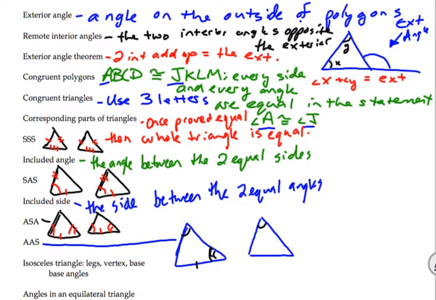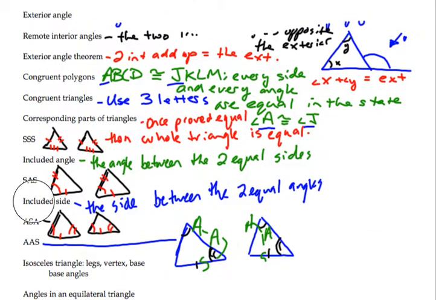So angle, angle, side. It's the one right after the other. Goes right in a row. 3 in a row. Okay? And so then once you know that 3 of those things match up and are equal, then you know the whole thing is equal. And we're just going to keep going here and try to finish this up.